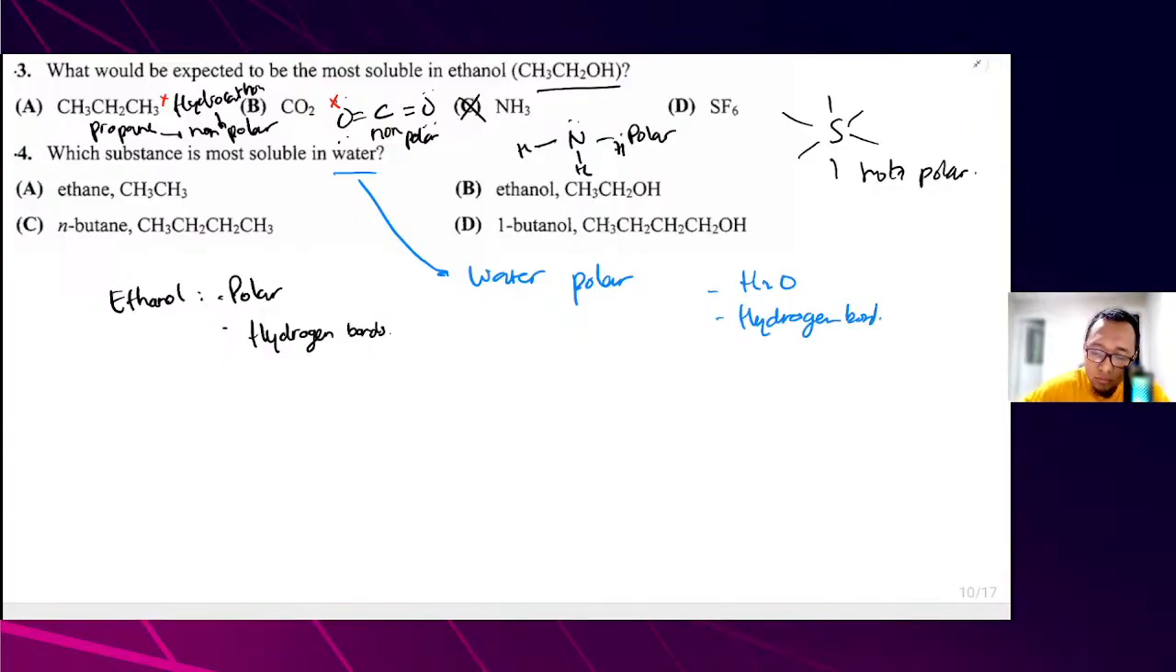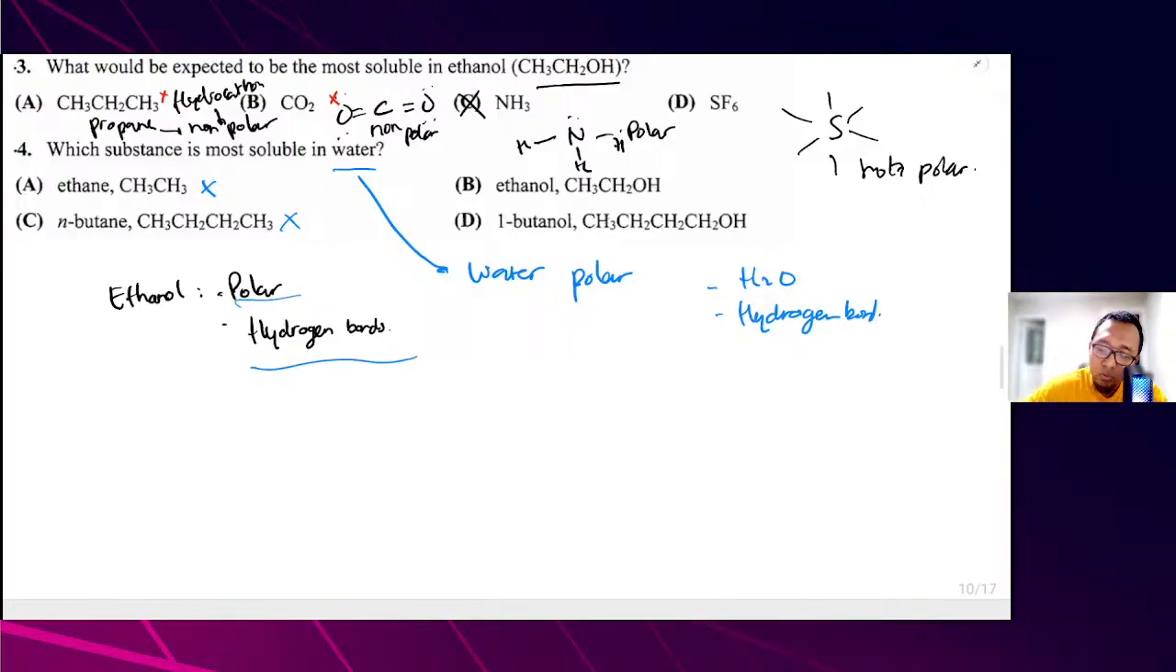Now let's take a look at the options. The first one we can eliminate, as well as option C, because both are hydrocarbons. Now for option B, ethanol, it's polar and it also has hydrogen bonds. So the correct option should be B.